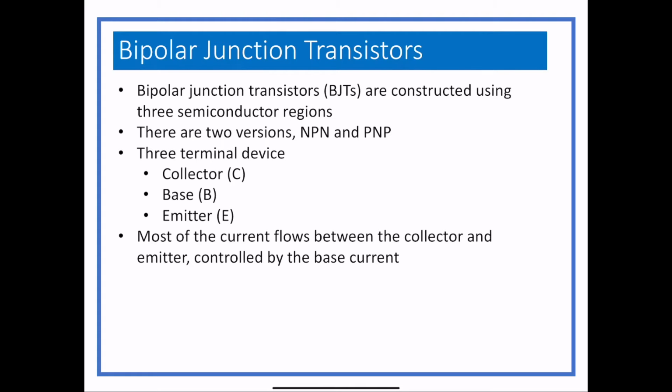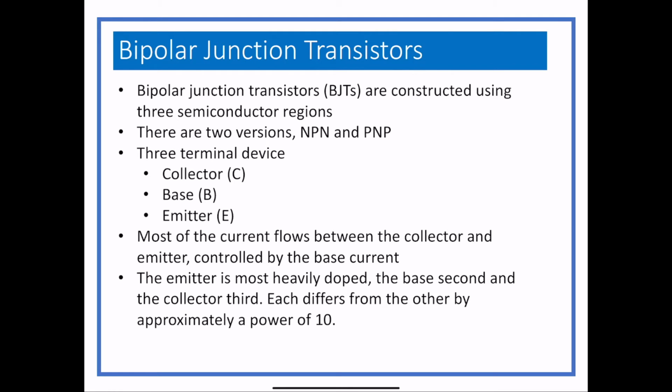So the actual current is not the same in the collector and the emitter. It's slightly different. The emitter is the most heavily doped region. There are actually variations in doping that make this work. The base is sort of just medium heavily doped, and then the collector is least heavily doped. So they usually differ by about a power of 10. So the collector might have a doping concentration of 10 to the 15, and then the base would be 10 to the 16, and the emitter would be 10 to the 17, and it would kind of work like that.